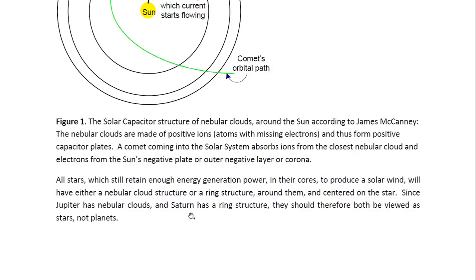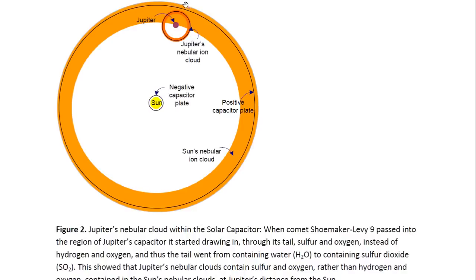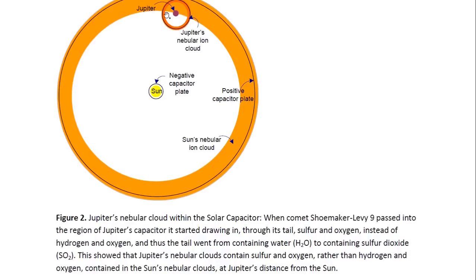Now, all stars which still retain enough energy generation power in their cores to produce a solar wind will have either a nebula cloud structure or ring structure around them and centered on the star. Since Jupiter has nebula clouds and Saturn has a ring structure, they should therefore both be viewed as stars, not planets. And here I have drawn Jupiter's nebula ion cloud within the sun's nebula ion cloud structure.